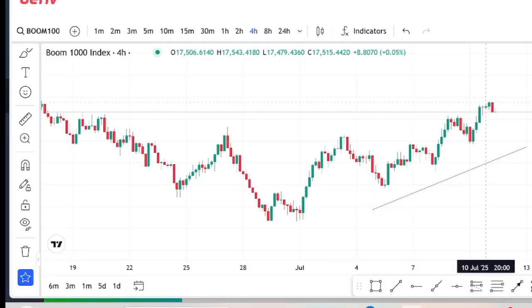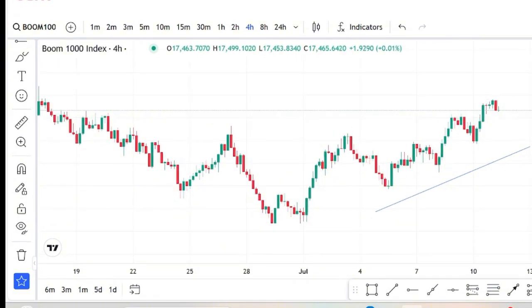Okay, now let us go to the charts and see what we are going to be purchasing here, and why we are selling the 1000, even though the structure right now looks like it's an uptrend. Let me zoom the chart to full screen. All right, now let's get started.